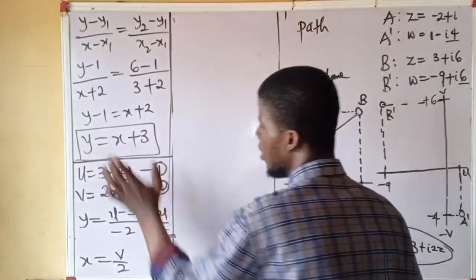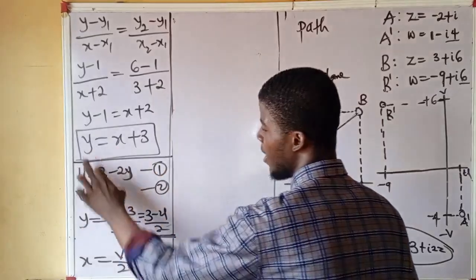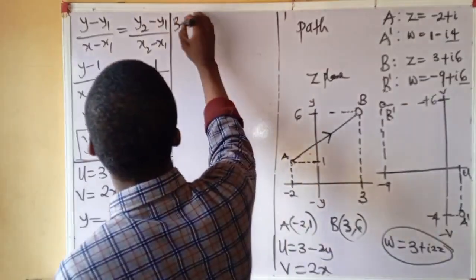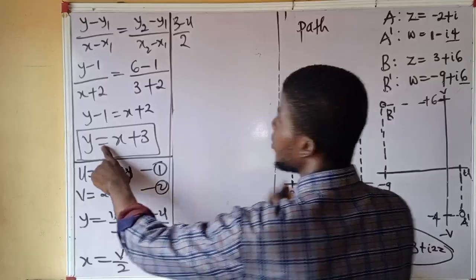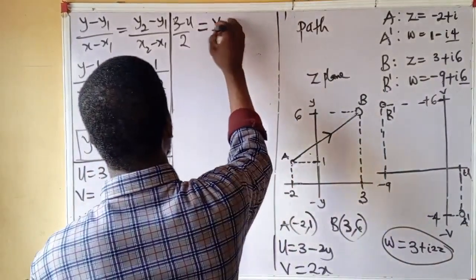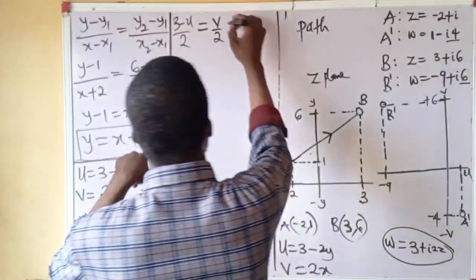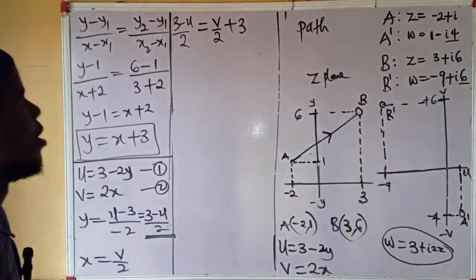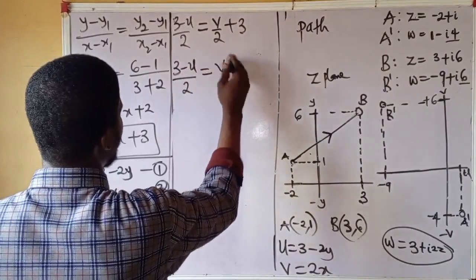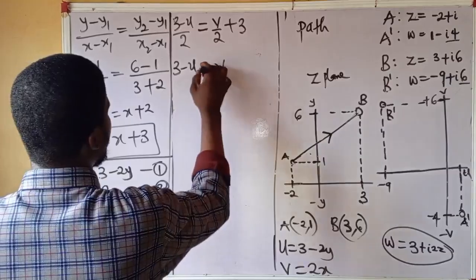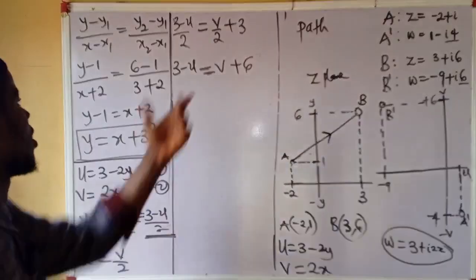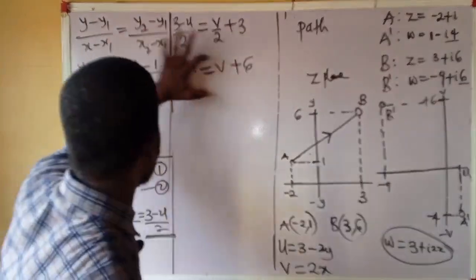So having done this now, I want to plug in y is now (3 minus u) over 2. So (3 minus u) over 2 is here, equal to what's x? v over 2 plus 3. You see, if we do LCM, 3 minus u will be v, okay, sorry, this 2 is out, is equal to v plus 6. 2 times 3 is 6. Do the LCM, you get it. Now, what is this?